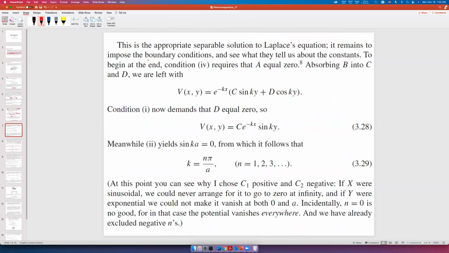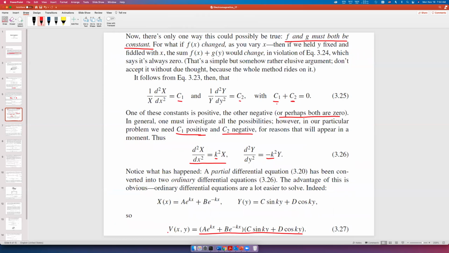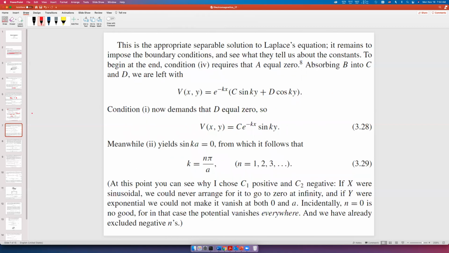This is the appropriate separable solution to a Laplace equation. It remains to impose the boundary conditions and see what they tell us about the constants. So this is a general solution for such problems. And from now on, we're going to take all of the conditions. Actually, we have 4 conditions. We're going to take the 4 conditions and try to determine the constants one by one.